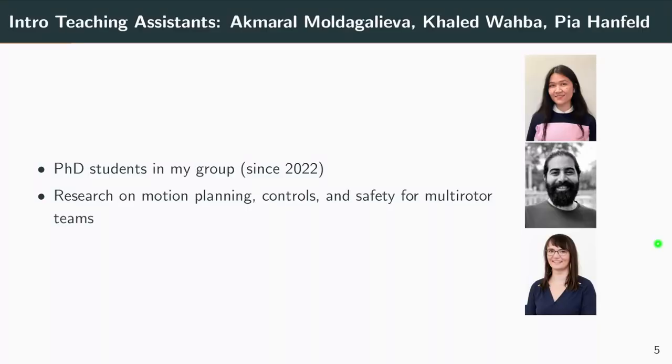This class will also be supported by teaching assistants. We will have 3 assistants this semester. All of them are PhD students in my group. They will lead the discussion sessions that we have later on, and they do have background also in the area, so they do research on motion planning, on controls and robotics, and also, of course, multi-robot teams. And you will meet a subset of them tomorrow in the discussion session, the first one.